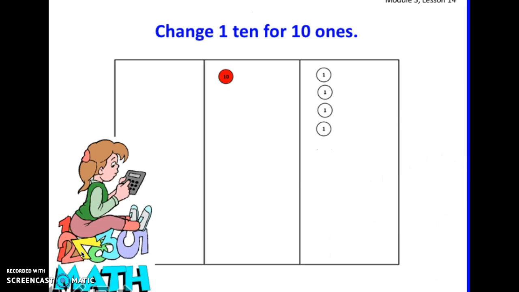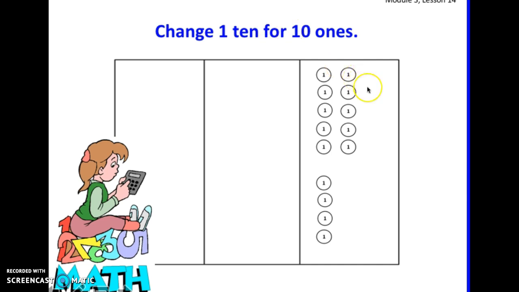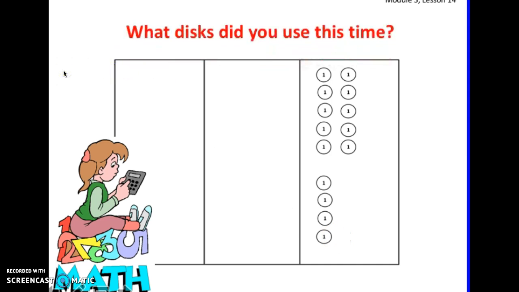What I want you to do is draw and figure out a way we can change 1 ten for 10 ones. How would we do that? Well, I look at my 10 and I would unbundle it. I would take it apart because I know there are 10 ones in 10. And when I do that, this is what I get. I still have 14, except I just have them all in ones. Here's my 5. Here's another 5, that's my 10 group, and 11, 12, 13, 14. What discs did we use this time to make it? We used just our ones.